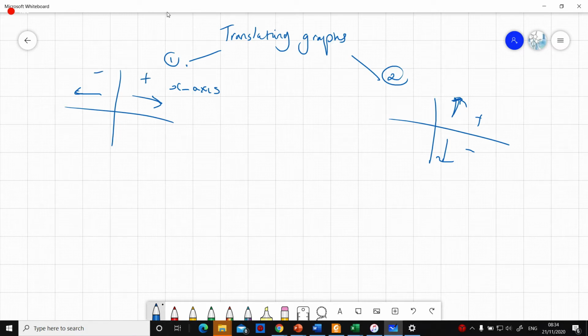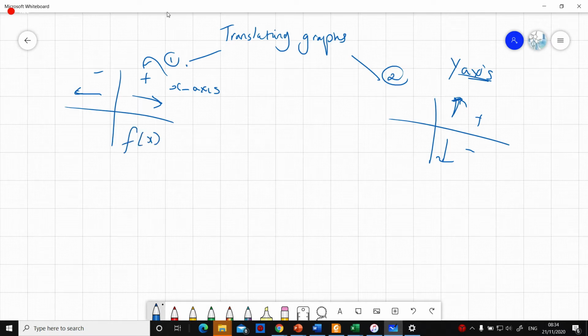So either you're translating across the x-axis sideways, or you're translating the graph or the function up and down. And this obviously is for the x-axis and this is for the y-axis respectively. So it's when do you do this, and that's the big thing.